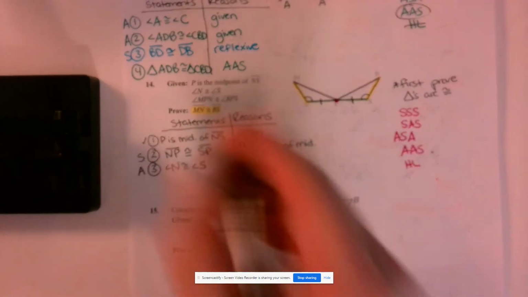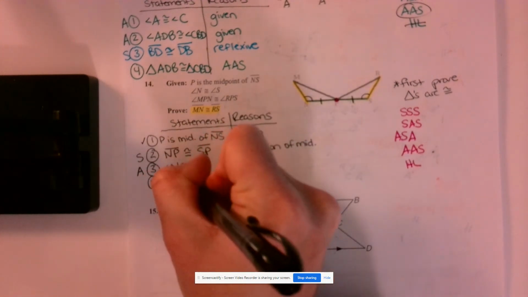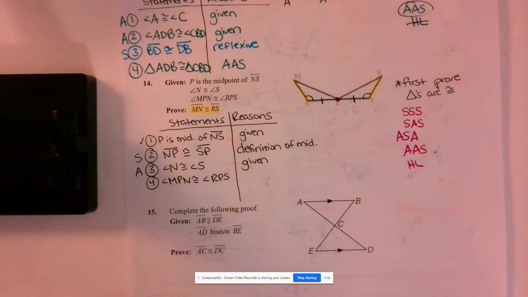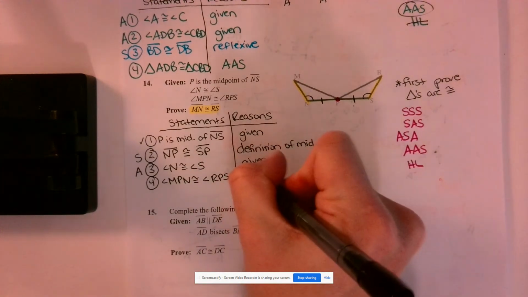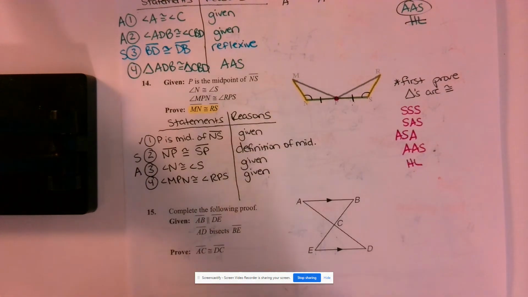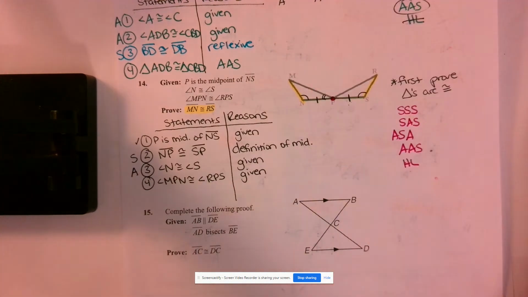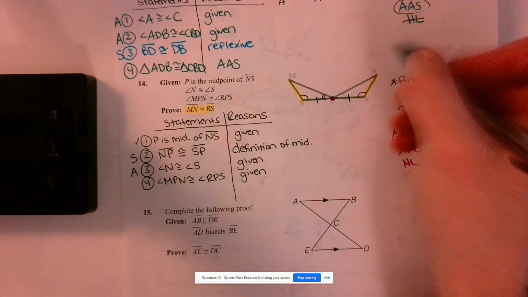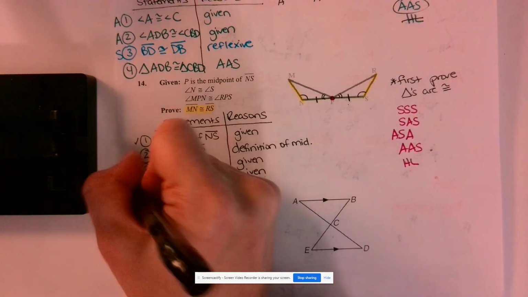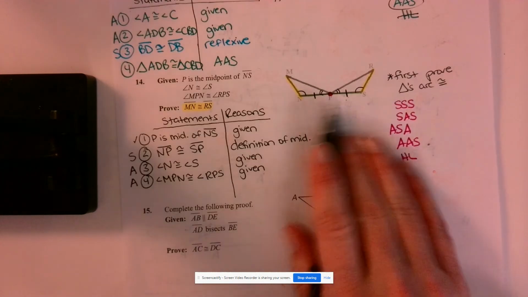Our final given, let's add that in the proof. Angle MPN is congruent to angle RPS. We need to mark these angles in our picture. Angle MPN, that is this angle here, is congruent to angle RPS, that is this angle here. That gets us a second pair of congruent angles. I have three congruent parts.